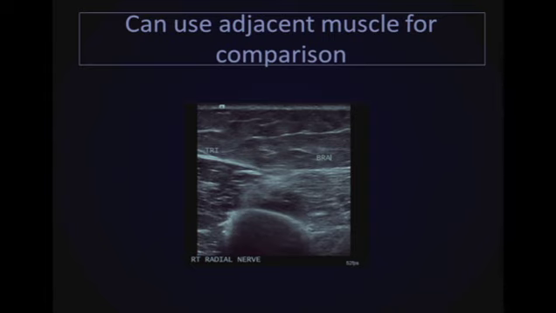Now, sometimes you can use adjacent muscles for comparison, and here's another example. We're looking at the brachialis and the triceps. In comparison, you can see that the brachialis is increased in echogenicity. In this case, it's not fatty atrophy, but there's been denervation because there is a nerve entrapment that is affecting the appearance of the brachialis. So you can use the adjacent structures for comparison.